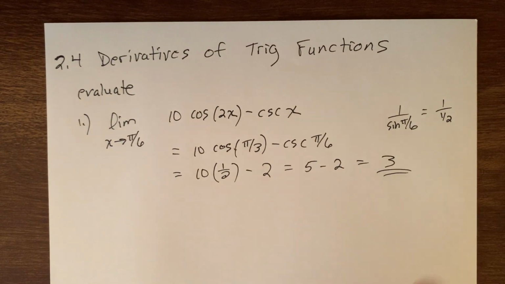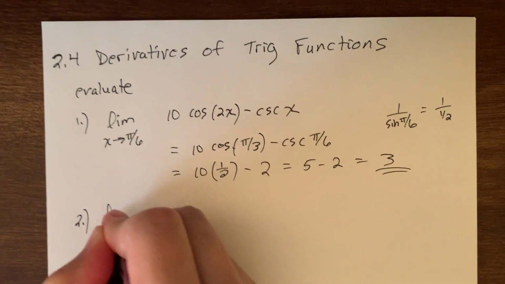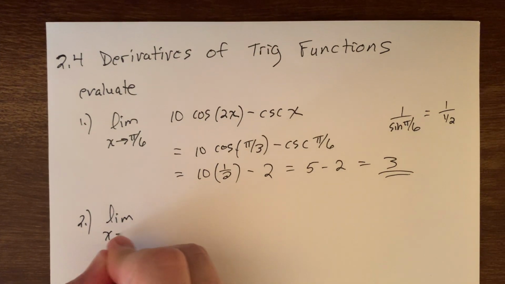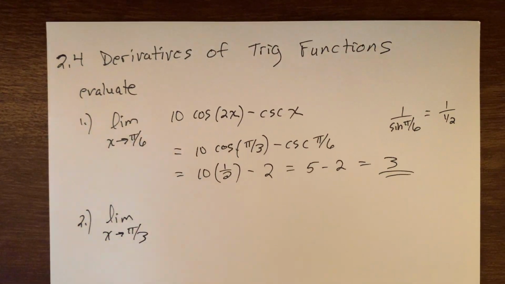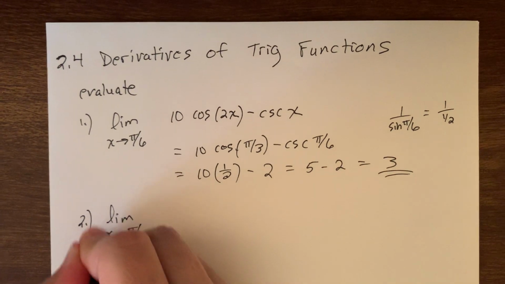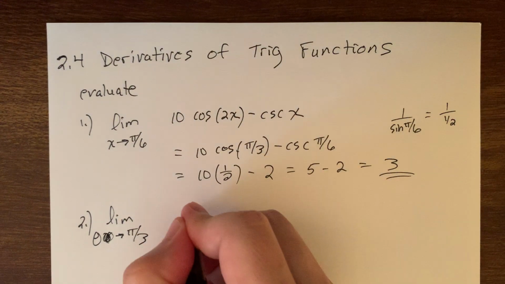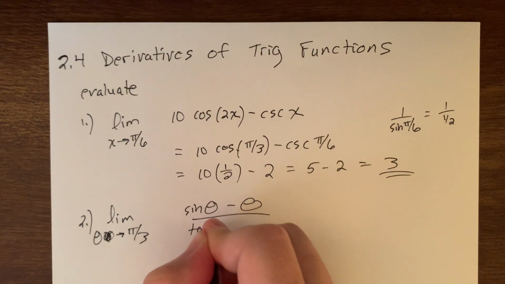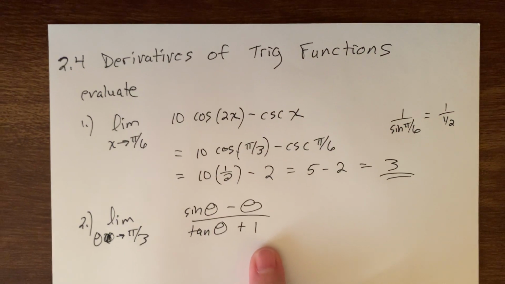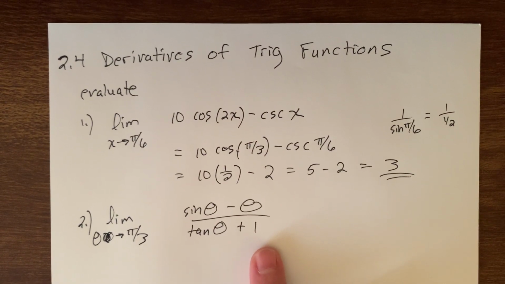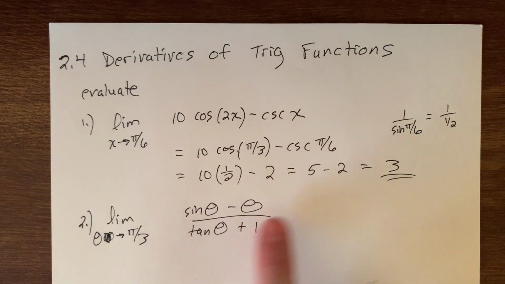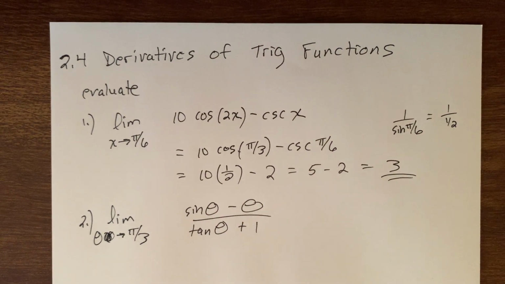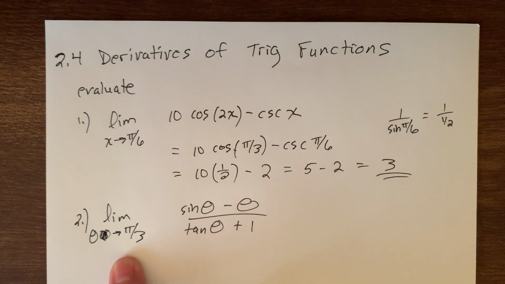Okay, let's just do one more quickly. Number 2, let's now take the limit as theta approaches pi over 3 of sine theta minus theta, all over tan theta plus 1. Now this one looks a lot uglier. Subtraction, addition, but there's also a fraction. We've got top and bottom. But again, all those limit rules still point to just plugging in. Now we've got a little bit more to worry about. When do we get into trouble with limits?